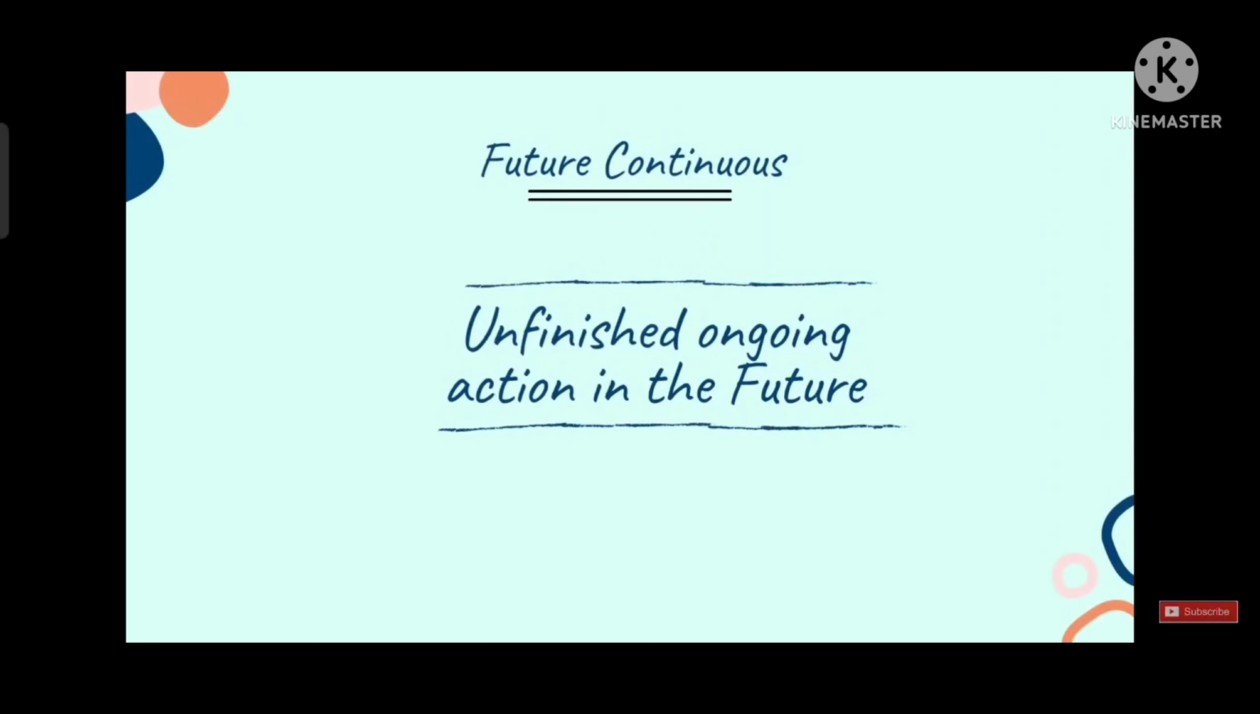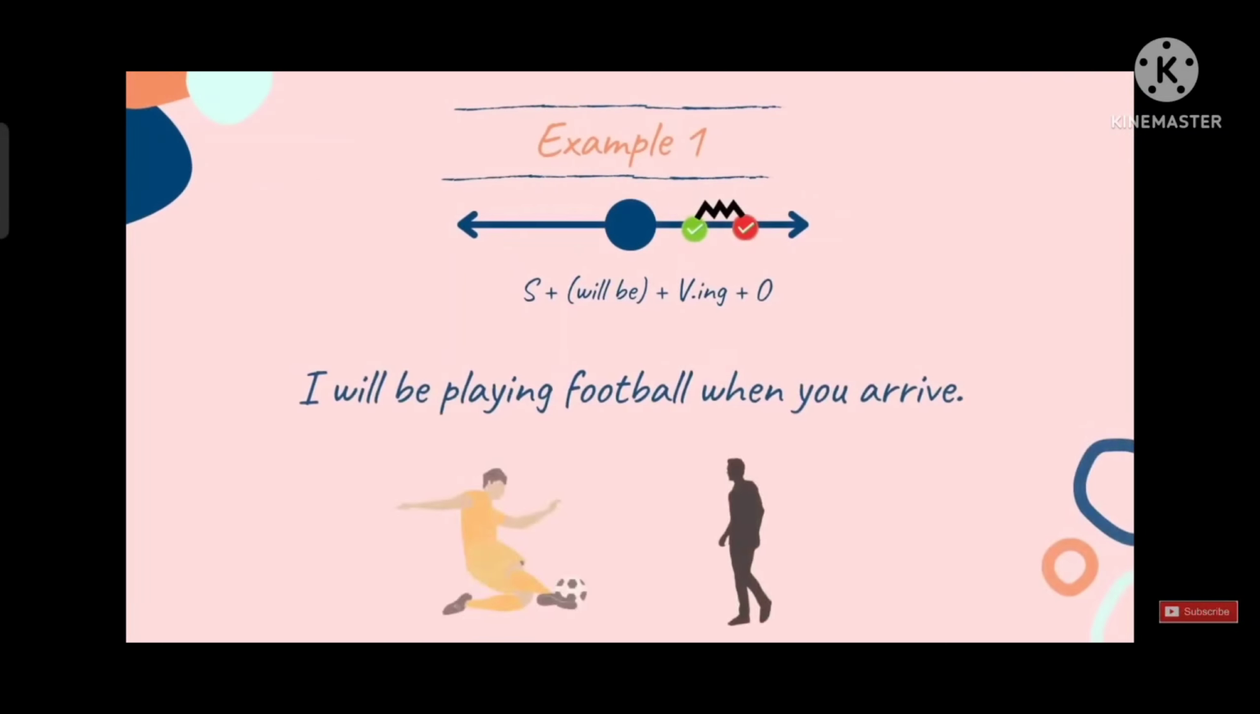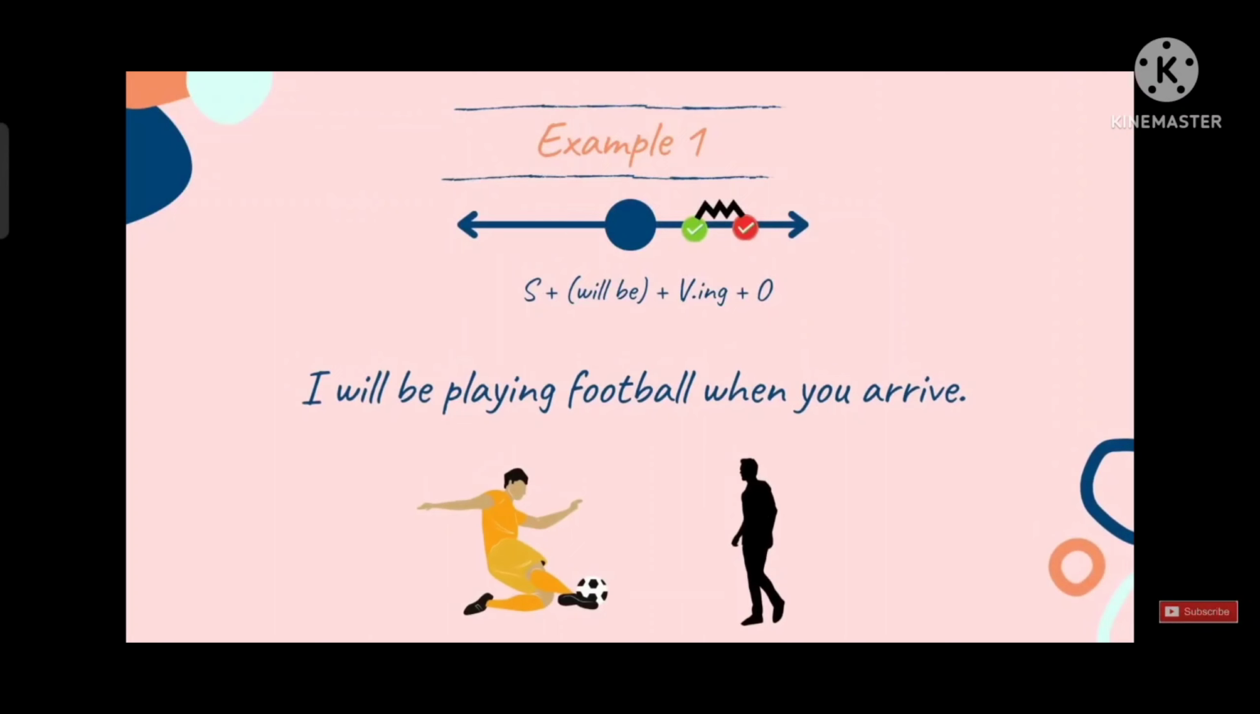The main use of future continuous tense is to show an unfinished ongoing action in the future which will continue until another action occurs. Let's look into examples of it. I will be playing football when you arrive. My activity of playing football will be ongoing and it will continue until another activity where you will arrive.